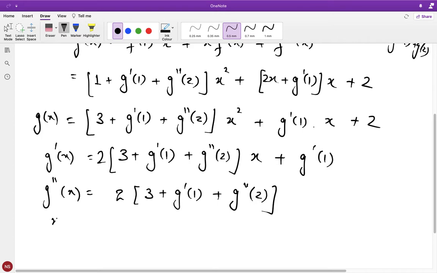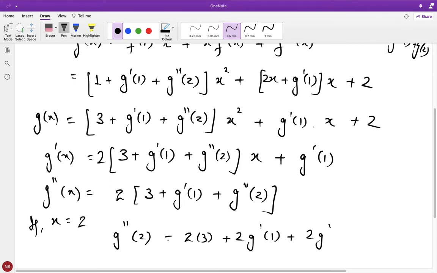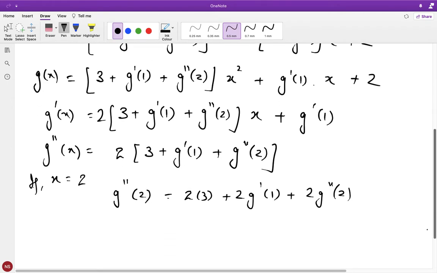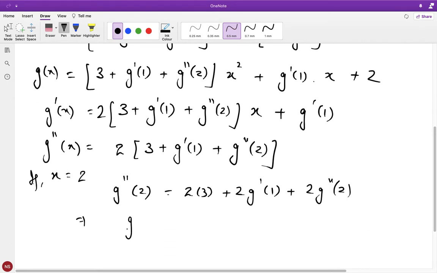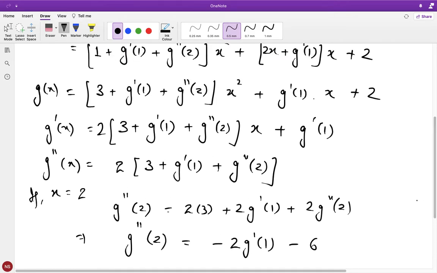Now put x is equal to 2 in the above equation. What will you get? g double dash 2 is equal to 2 into 3 plus 2 g dash 1 plus 2 g double dash 2. This implies g double dash 2 is equal to minus 2 g dash 1 minus 6. Right?